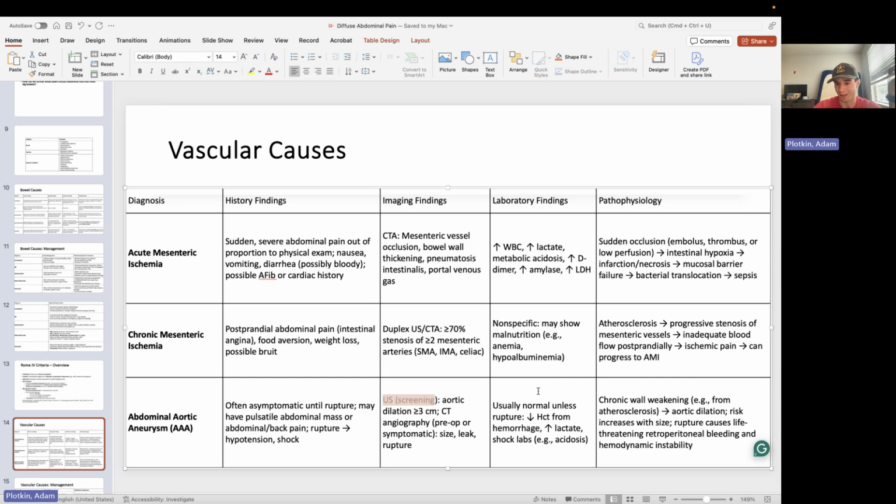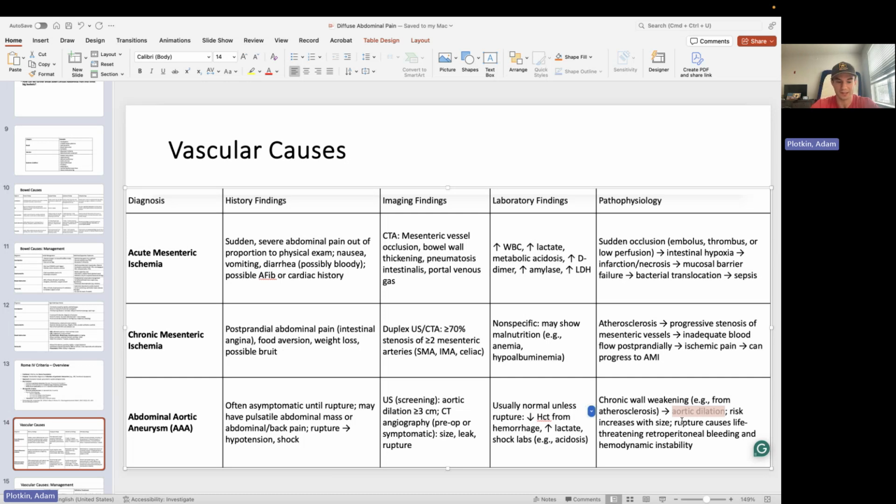Really, our labs are going to be relatively normal. I'm not really going to look at that when I'm trying to figure that out in a vignette or in real life. You could have low hematocrit from hemorrhage. You could have elevated lactate if they're in shock. So again, pathophysiology: smoking is the number one risk factor. We can get chronic wall weakness. We could get atherosclerosis, which is another massive risk factor. We get aortic dilation. The risk increases with size, and then rupture can cause a life-threatening retroperitoneal bleed and hemodynamic instability.